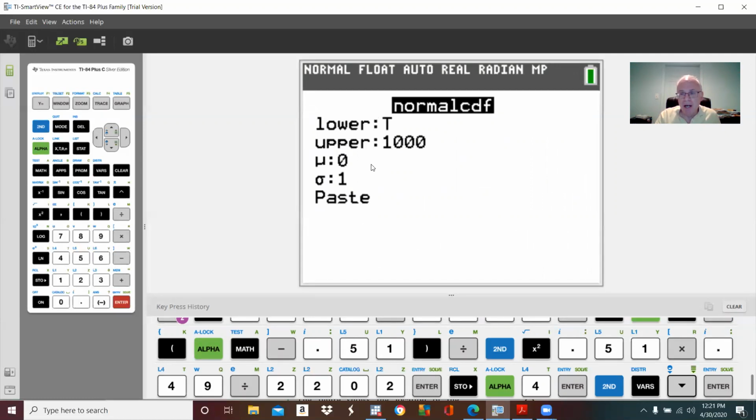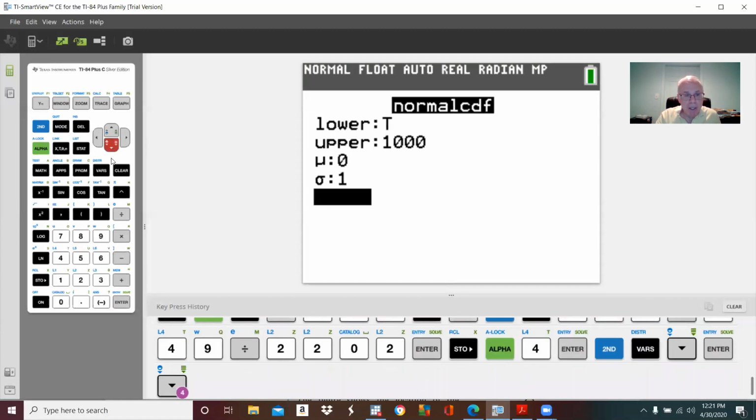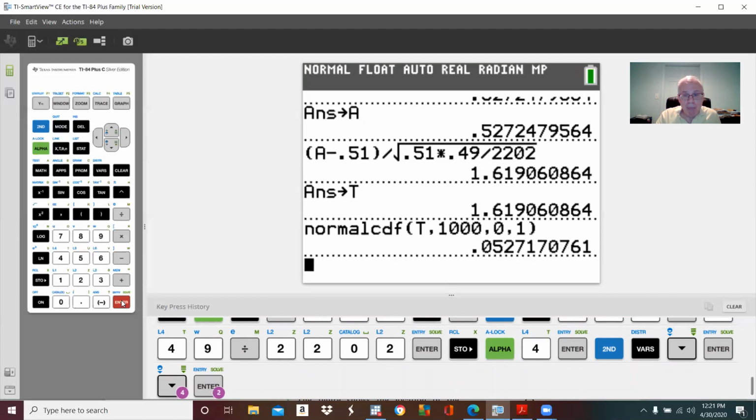This is why I like storing numbers. Since the calculator kept what I did before, and I'm going to do something like a right-tailed test once again, I might as well use it. I don't even need to enter anything here. Hit enter. Now, this number here is the area to the right of the test statistic, 1.619.